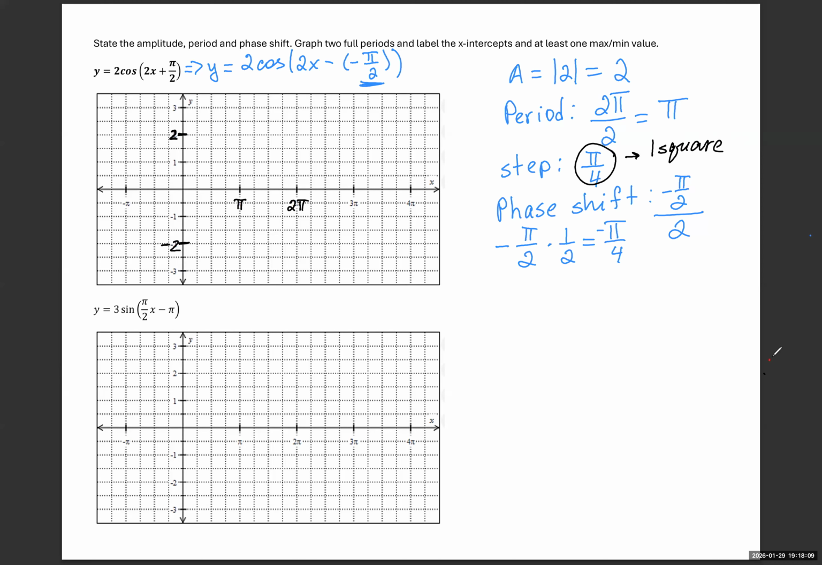So let's now look at how this affects the actual graph. The normal cosine function starts right here, but we don't have a normal cosine function. We have to shift it to the left pi over 4. Well, pi over 4 is just 1 square, so 1 square left is where we want to start. I'm going to go ahead and remove the other points so it doesn't confuse us.